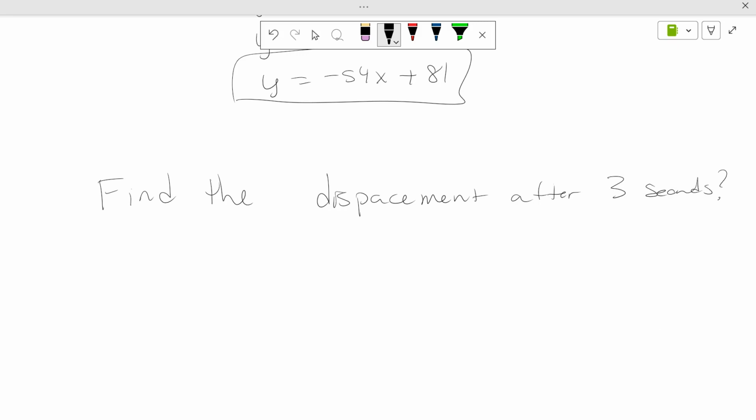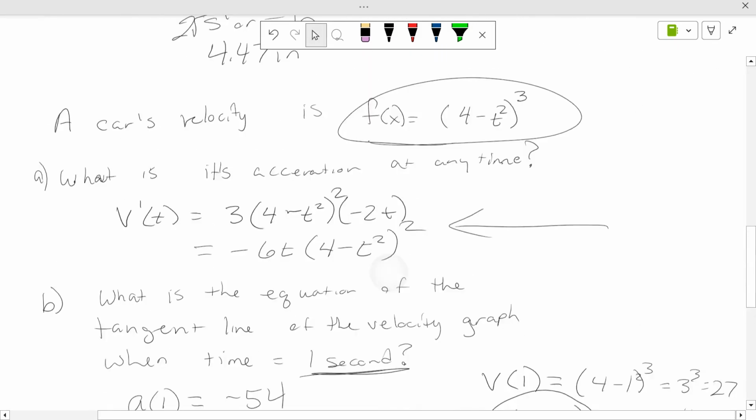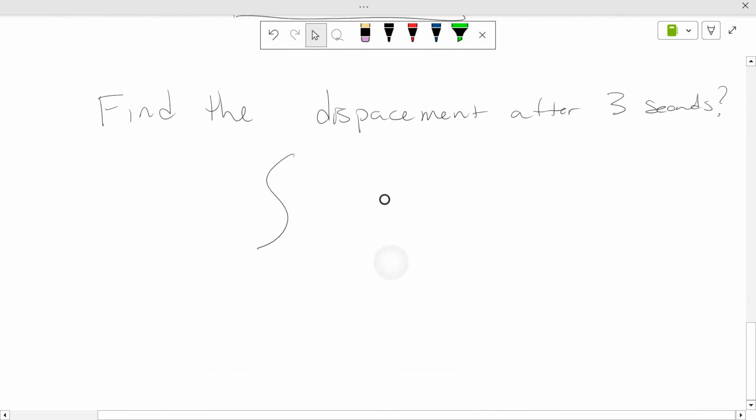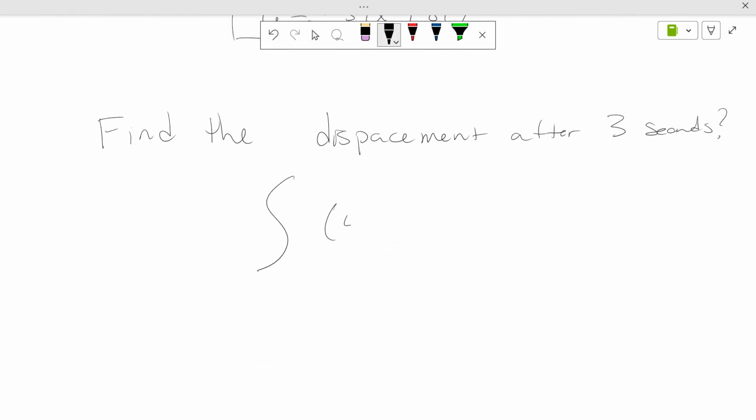Find the displacement after 3 seconds. How would we find the displacement after 3 seconds? Integral of the velocity function, and our velocity function is 4 minus t squared, cubed, from 0 to 3 dt. Okay?